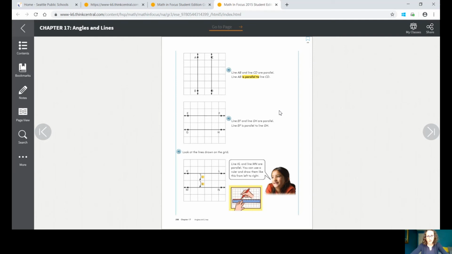Now look at the lines drawn on this grid. It says line KL and line MN are parallel. You can use a ruler to draw them like this from left to right. Yeah, a line on top of the ruler and then a line on the bottom of the ruler. Those lines would be parallel. They would never meet, no matter how long you drew those segments.